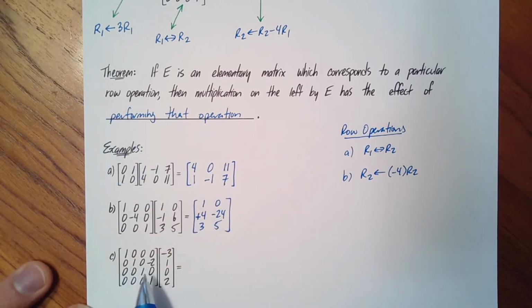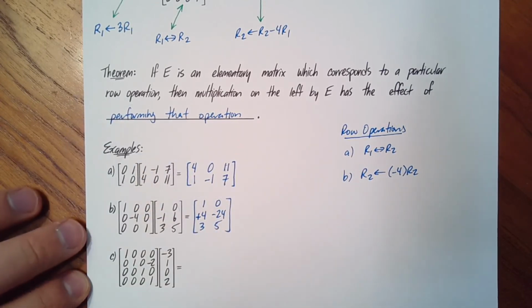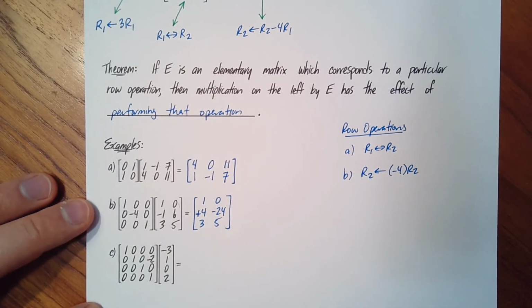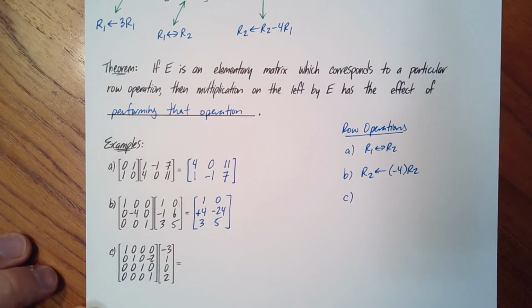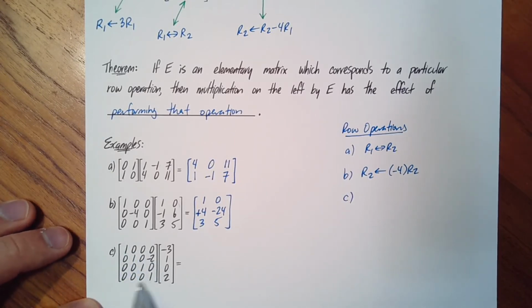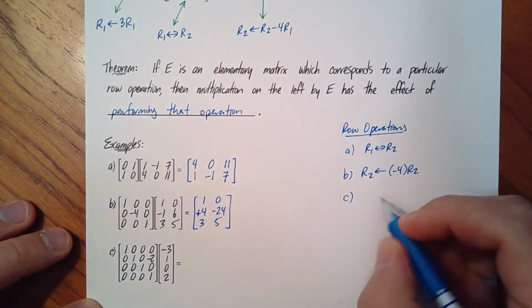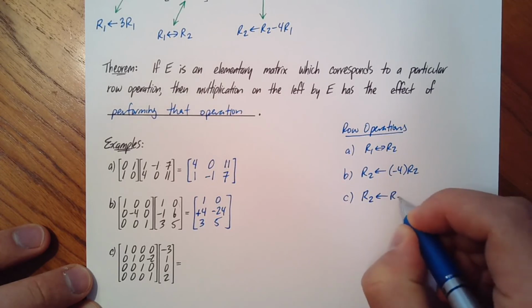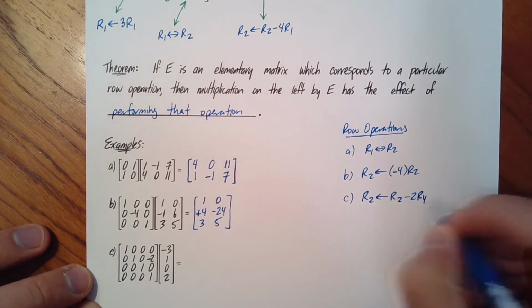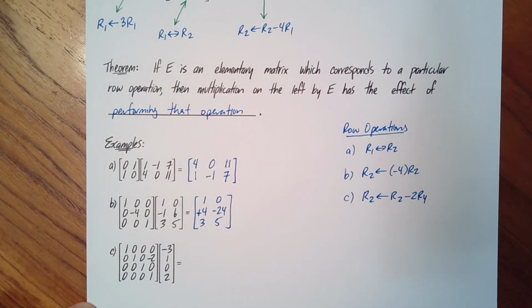All right, let's do one more example, and then we'll revisit the theorem one more time just to make sure that it actually says what we think it says. So down here in part C, what row operation does this 4 by 4 matrix correspond to? Well, if you had the 4 by 4 identity matrix and you did the following operation, and you said row 2 is going to be replaced with row 2 minus 2 row 4, so in other words, you took row 4 and subtracted it from row 2 twice, you'd get exactly this matrix. So that means this is an elementary matrix that corresponds to this operation.